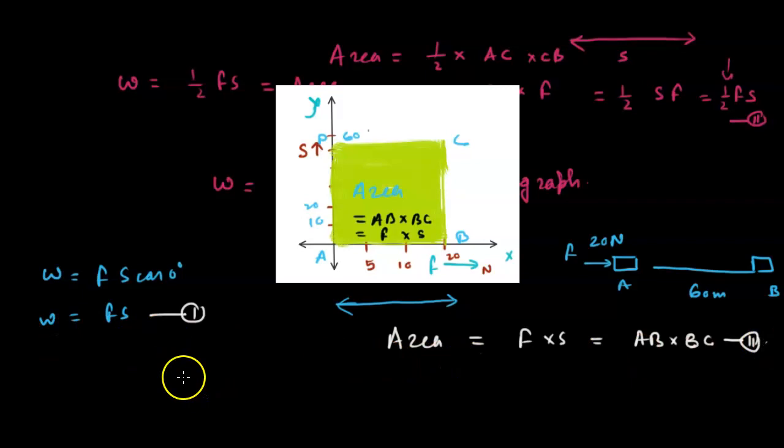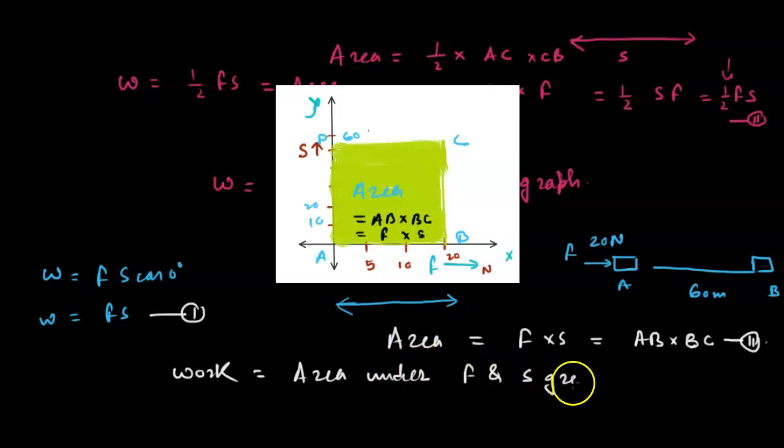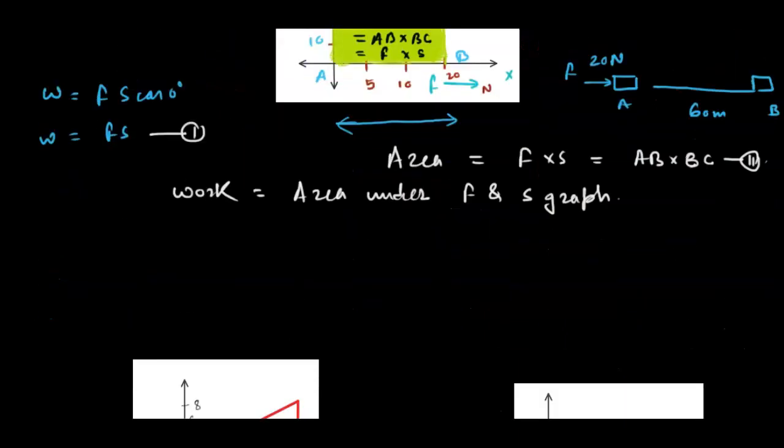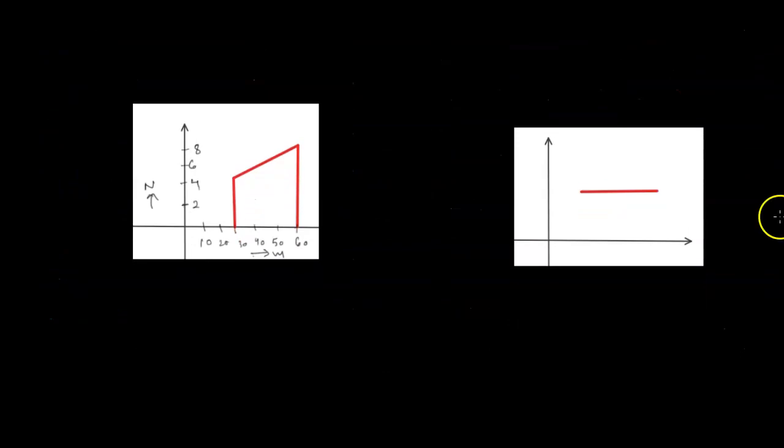Now we can equate both equations. So we can say work is equal to the area under the force and displacement graph. Hope you understood this. And we will solve some similar questions related to this one. Now we have two graphs over here. Let's solve this one first, and then we will go back to the other graph.